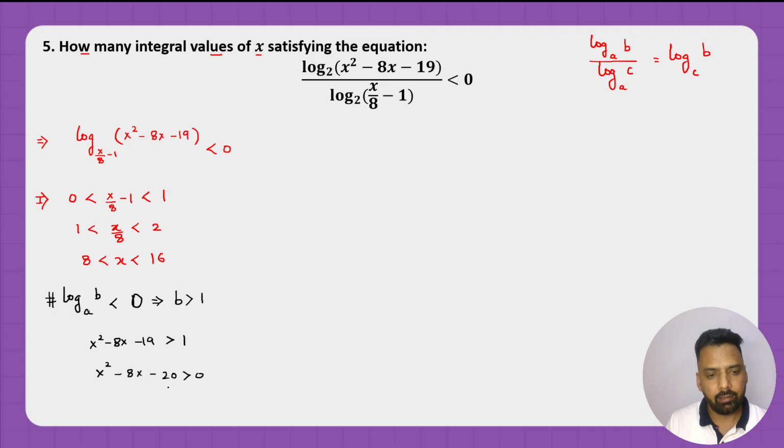तो लेट्स फैक्टराइज इट. तो अगर हम इसको फैक्टराइज करेंगे तो I will be getting 10 and 2, right? 10 2s are 20, and 10 minus 2, minus plus. Okay. तो इसको फैक्टराइज करेंगे तो we are getting the critical points as 10 and minus 2. It will be (x minus 10)(x plus 2) greater than 0. Let's see, I calculate the range from here.